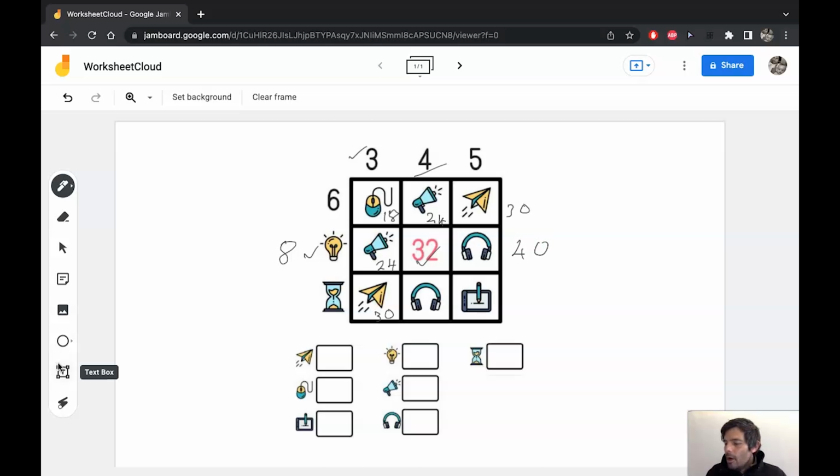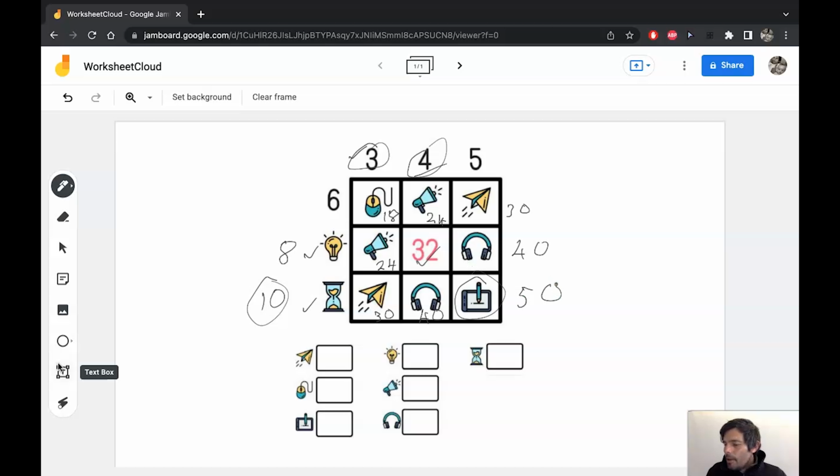Okay, so the hourglass times 3 is going to give me 30. So it's 10 times 3 gives me 30. So now I need to use the 10 and the 4 to give me the earphones. And that's another little check because we already know that the earphones is equal to 40. And then your last one, the iPad, is going to be 10 times 5, which is equal to 50.